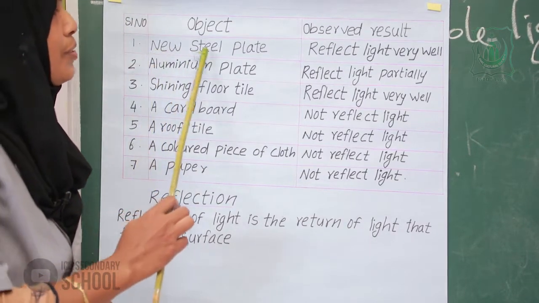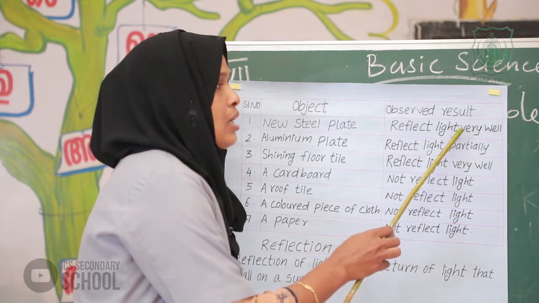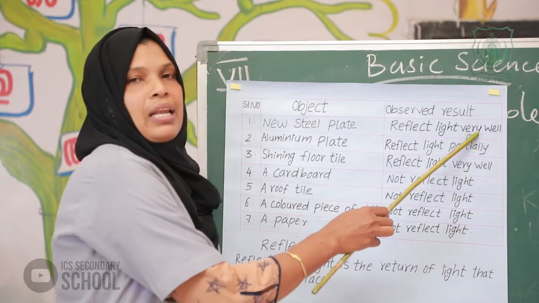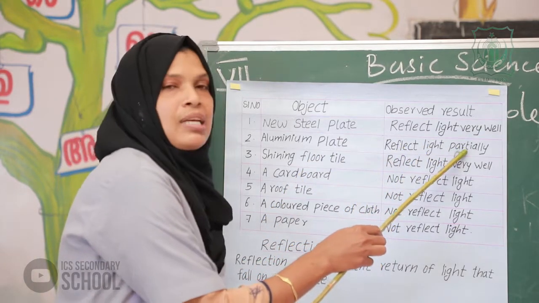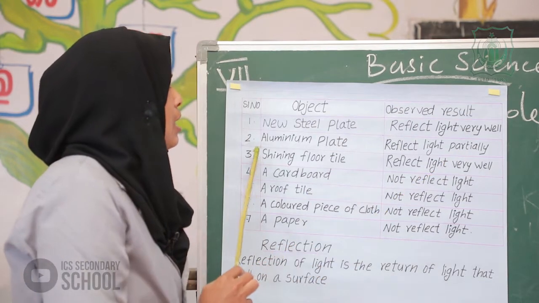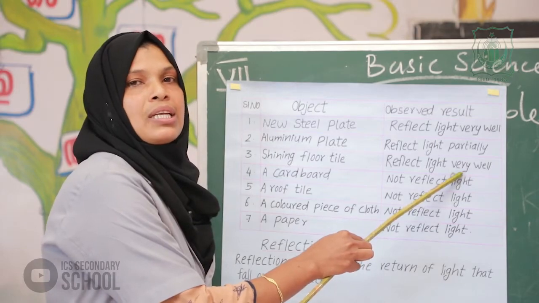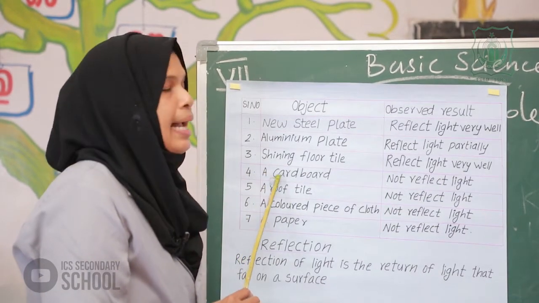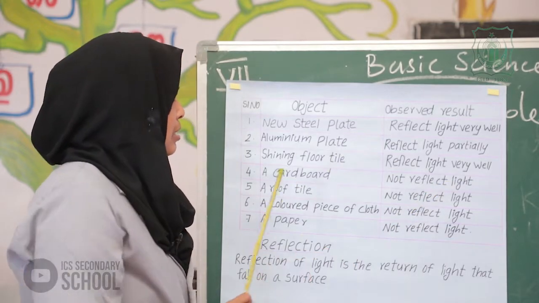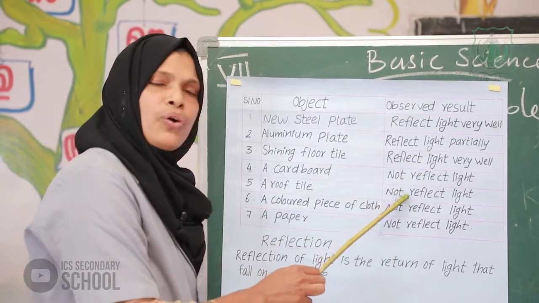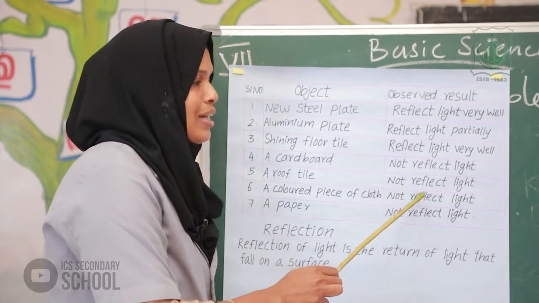First one, a new steel plate. What is your observation? It reflects light very well. Then next, the aluminum plate reflects light partially. The next, a shining floor tile reflects light very well. Fourth one, a cardboard does not reflect light. Then a roof tile also does not reflect light. A colored piece of cloth does not reflect light.